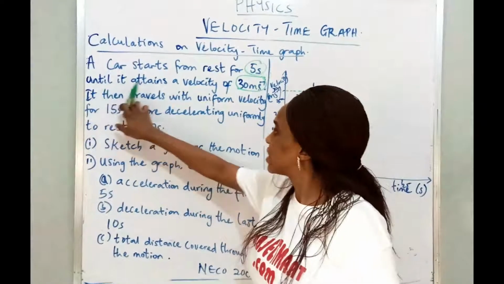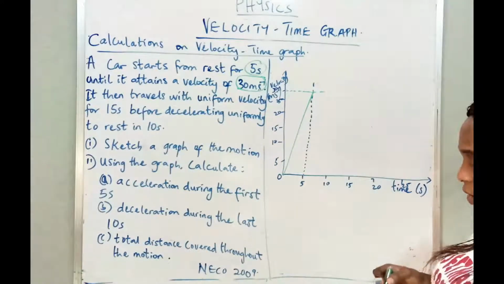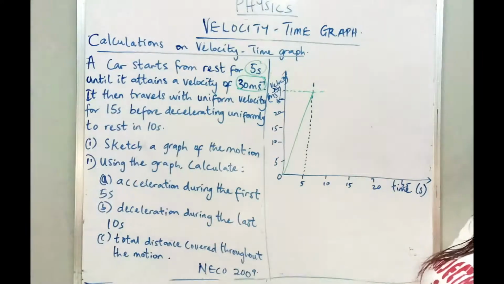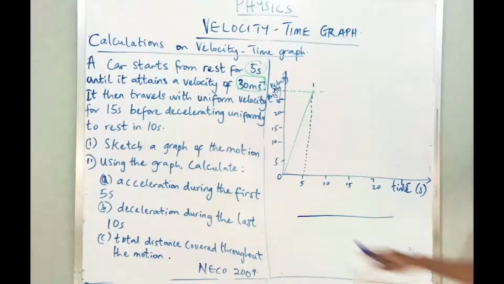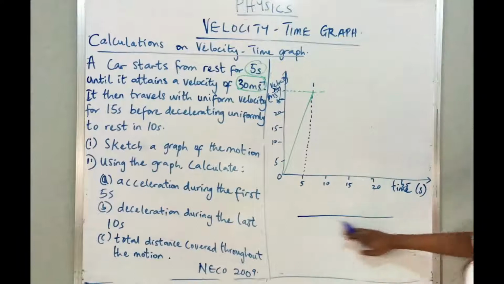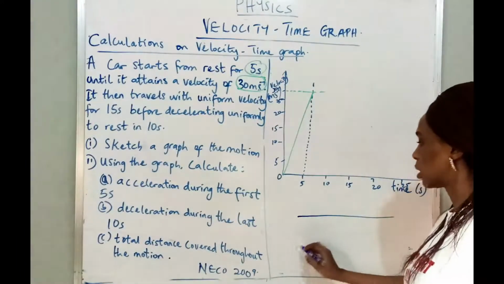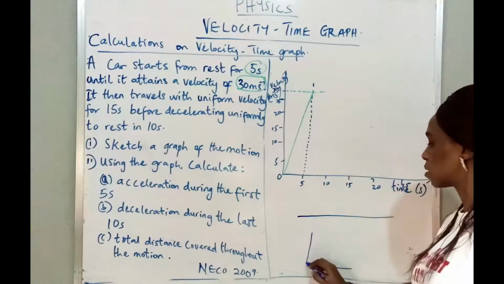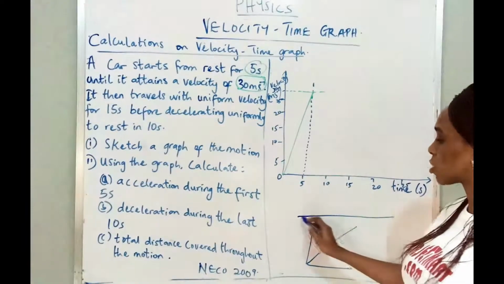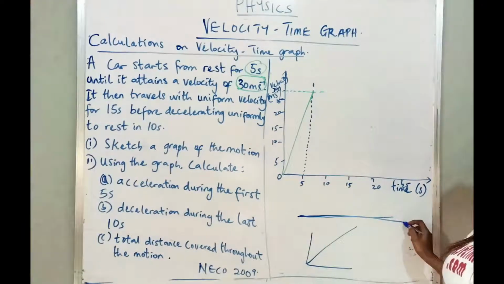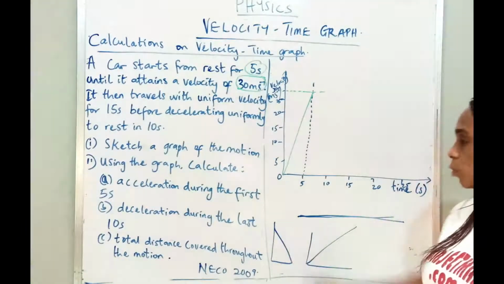Then it travels with uniform velocity. I told you earlier that when they say velocity is uniform or constant speed, it is represented like this. The graph is usually a straight horizontal line. We use this to represent the acceleration, like what I just did now. For constant speed or constant velocity, it's a horizontal line. Then for deceleration, it's usually something of this nature.